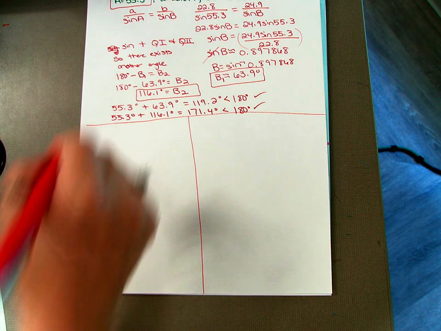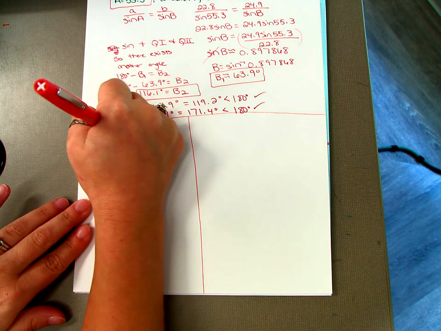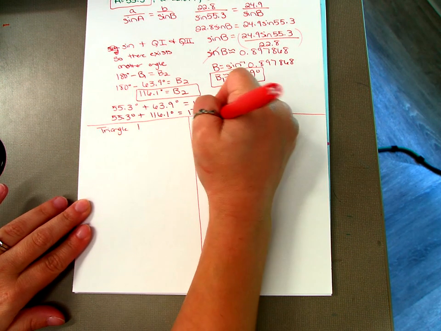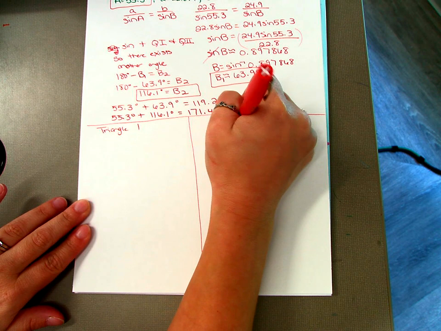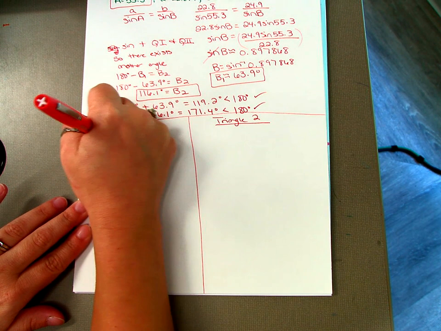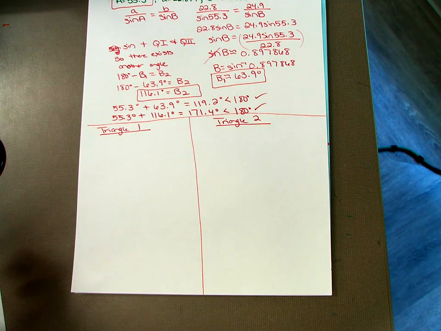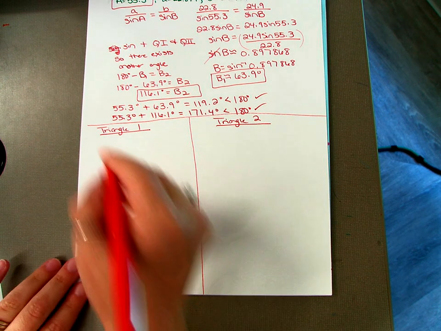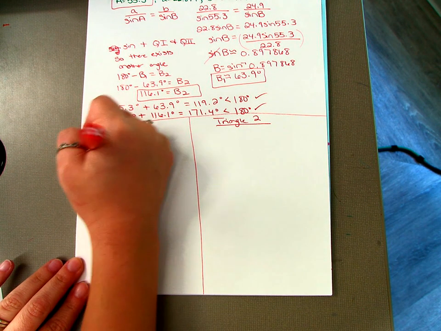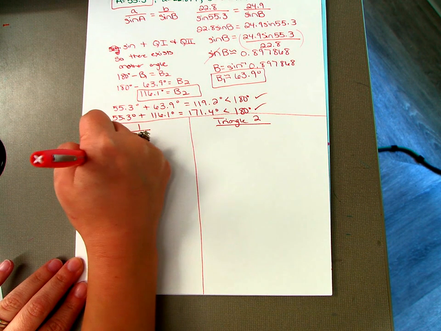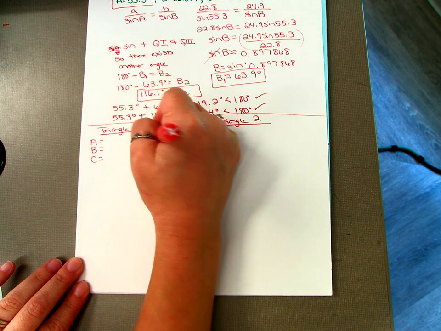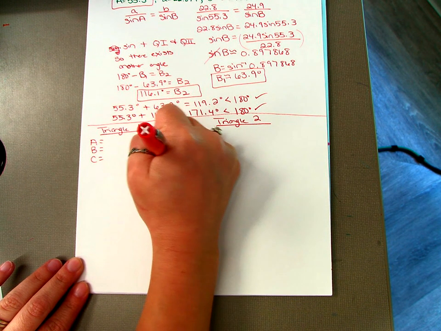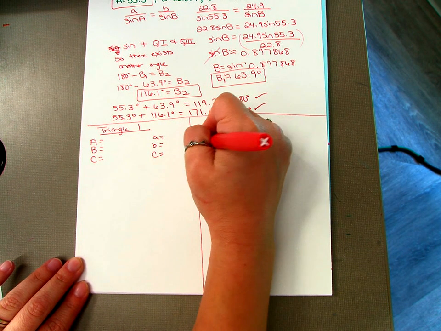We're going to have triangle 1 and triangle 2. And what we're trying to do is we're trying to solve these triangles. We're trying to come up with all the information. Well, to solve them, we have to have angle A, angle B, angle C, and then side A, side B, and side C.